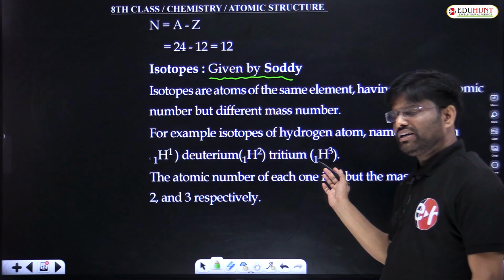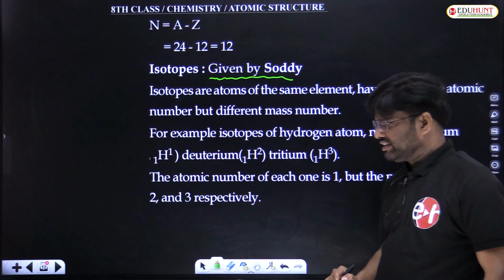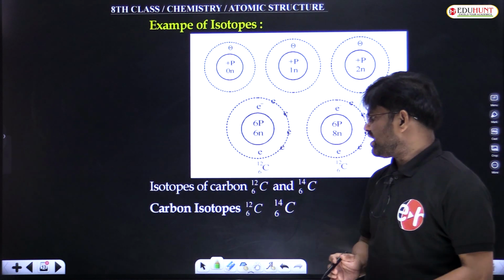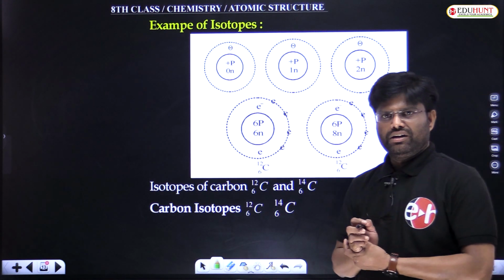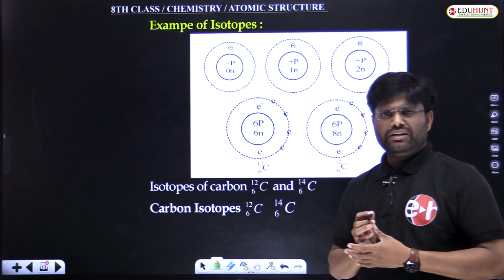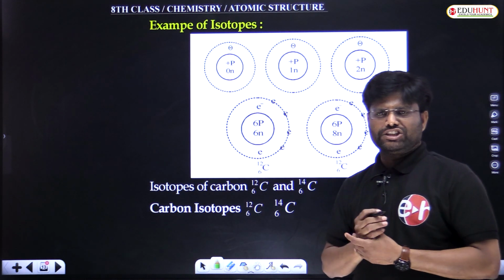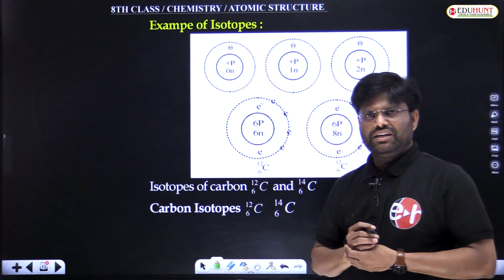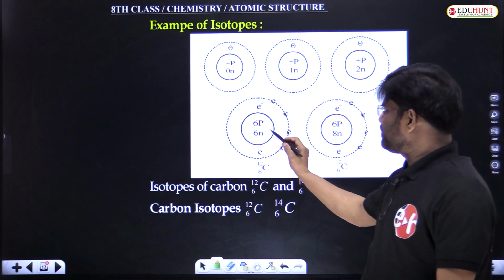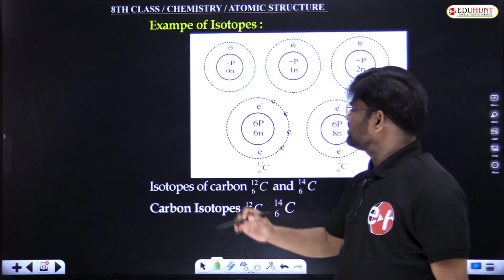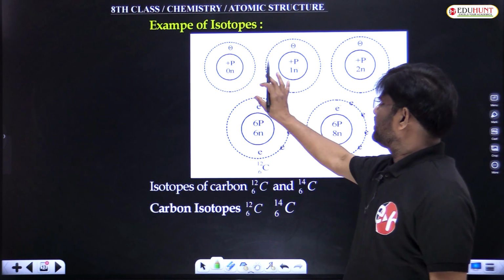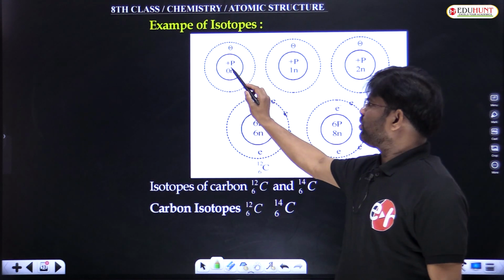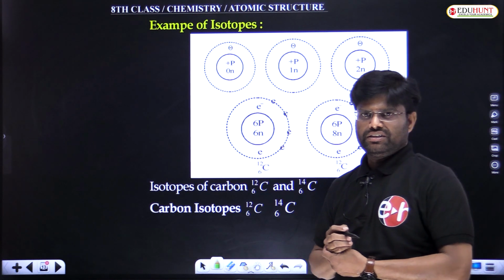This I also explained, and the isotopes of hydrogen too. Let's go to the next part: the isotopes of carbon. Any element is spherical in shape. Electrons are revolving around the nucleus, and the nucleus is present at the center. This is carbon. Here electrons are revolving, and protons and neutrons are present at the center.